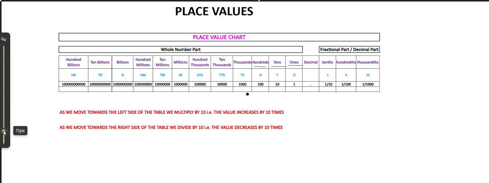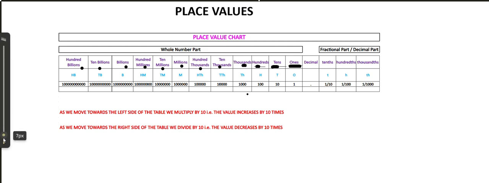Let me increase it so that you can have a good look. So the addresses are ones, tens, hundreds, thousands, ten thousands, hundred thousands, millions, ten millions, hundred millions, billions, ten billions, hundred billions, and so on. Okay? Now, I am only going to describe the whole part for now. After I'm done describing the whole part, I shall go to the fractional part or the decimal part.